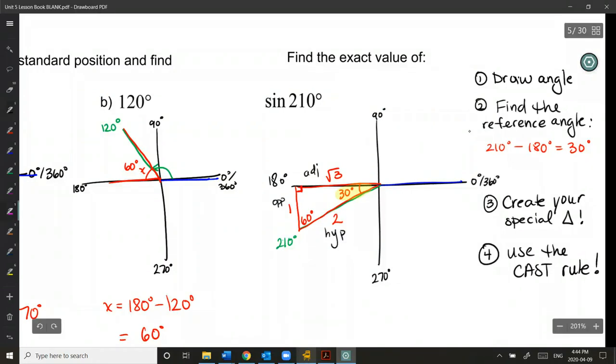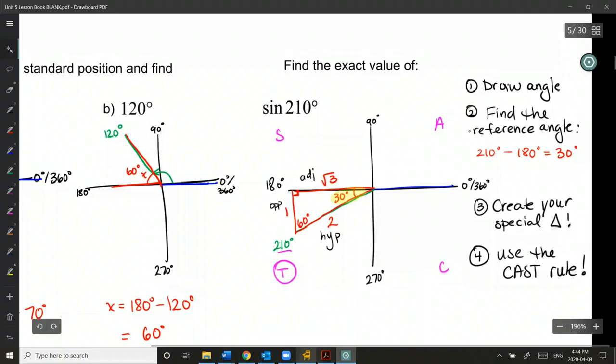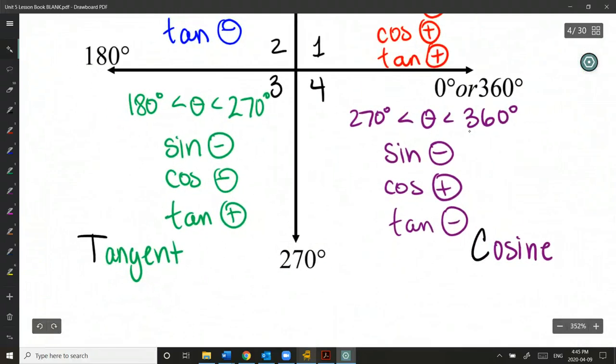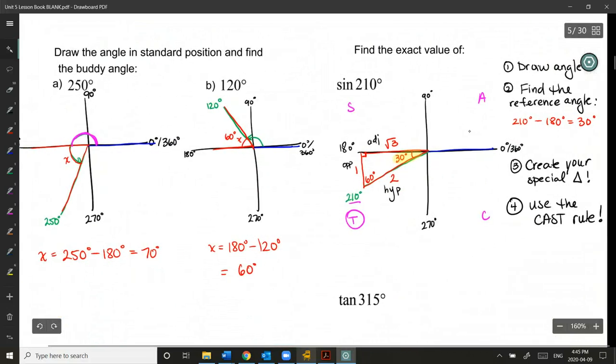So when I draw out CAST here, I see that we've fallen in the tangent quadrant. So 210 is in the tangent quadrant. Now, if we think back to what we discussed earlier, the sine of any angle in this quadrant is actually going to be negative. It's going to give us a negative ratio. So I know that my answer here is actually going to be a negative ratio.